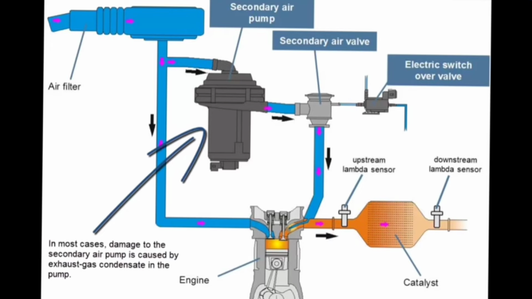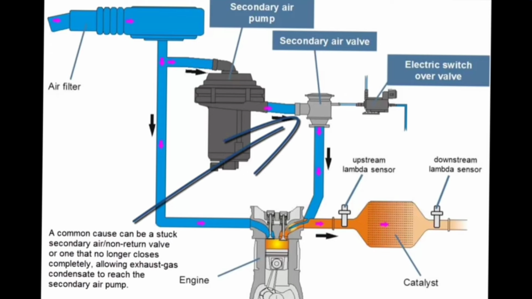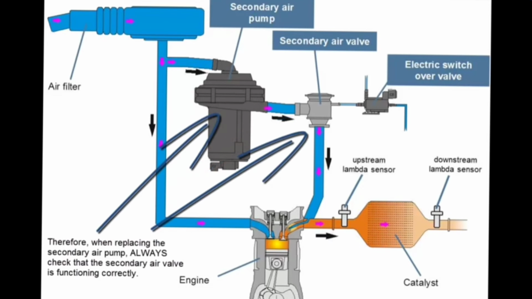In most cases, damage to the secondary air pump is caused by exhaust gas condensate in the pump. A common cause can be a stuck secondary air non-return valve, or the valve no longer closing completely, allowing exhaust gas condensate into the secondary air pump. Therefore, when replacing the secondary air pump, always check that the secondary air valve is functioning correctly.